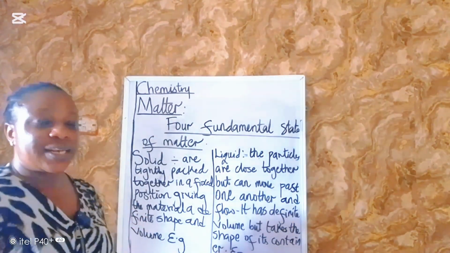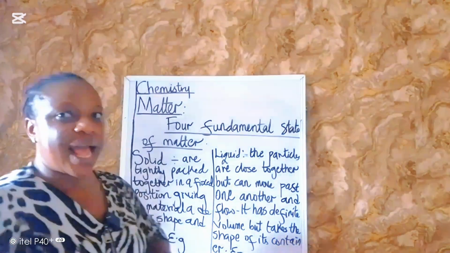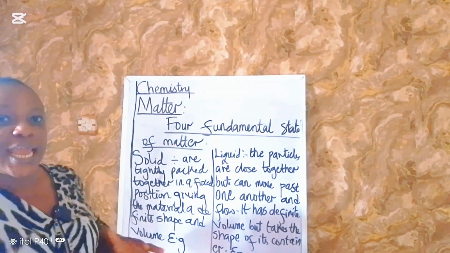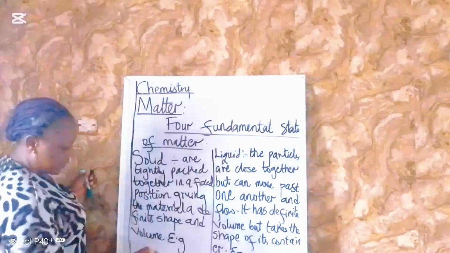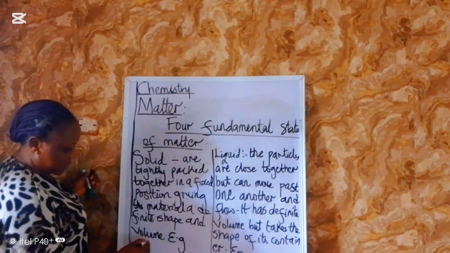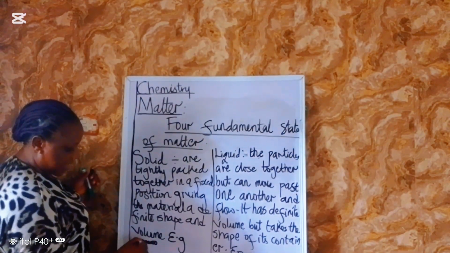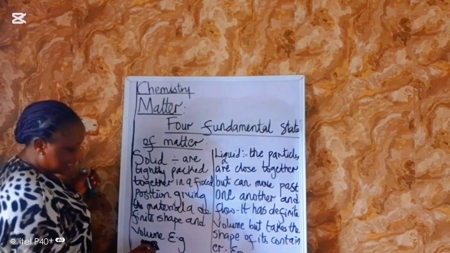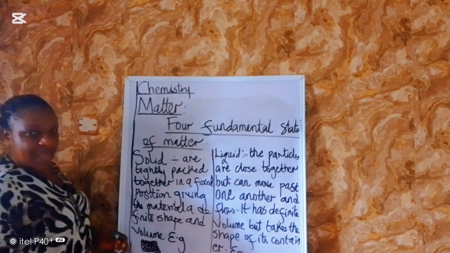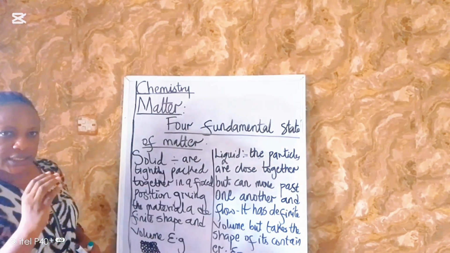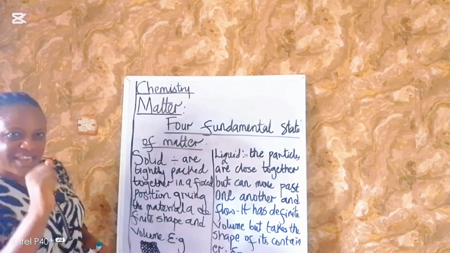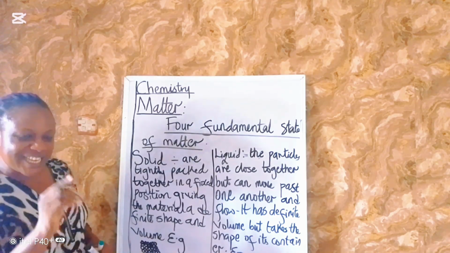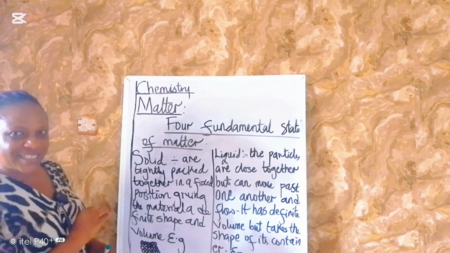When we talk of solid, that means the particles inside that matter are tightly packed. If this is a particle, are you seeing how packed they are? Yes, they are tightly packed, and this way they are made to be solid, made to have a definite shape. You can say this is the shape of this thing.